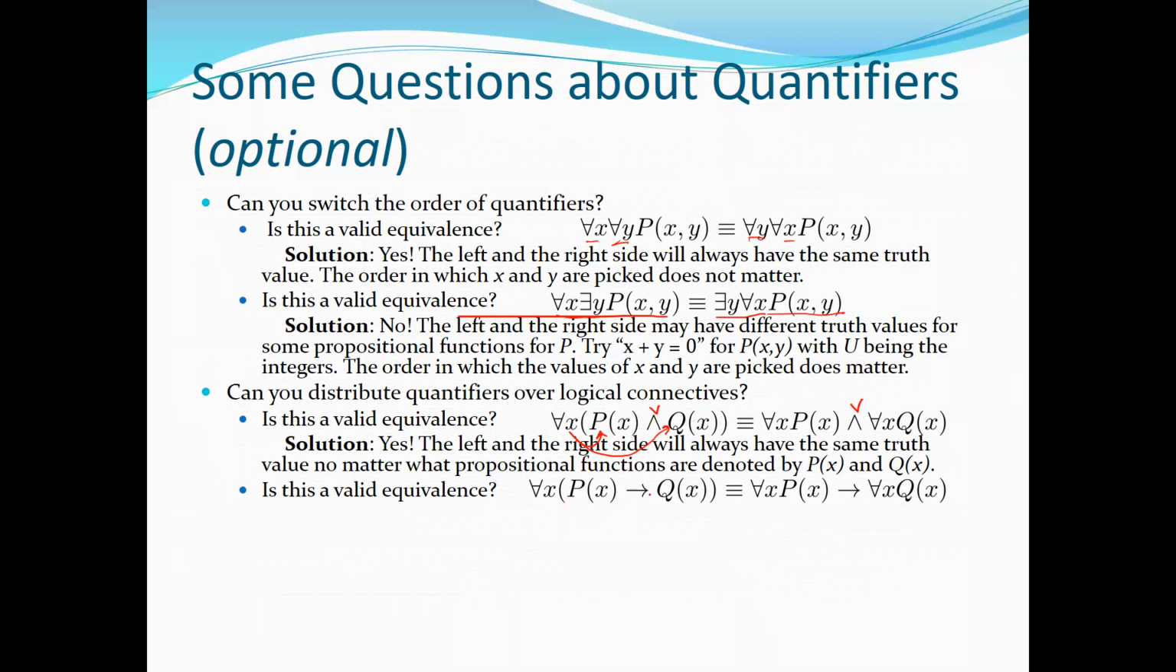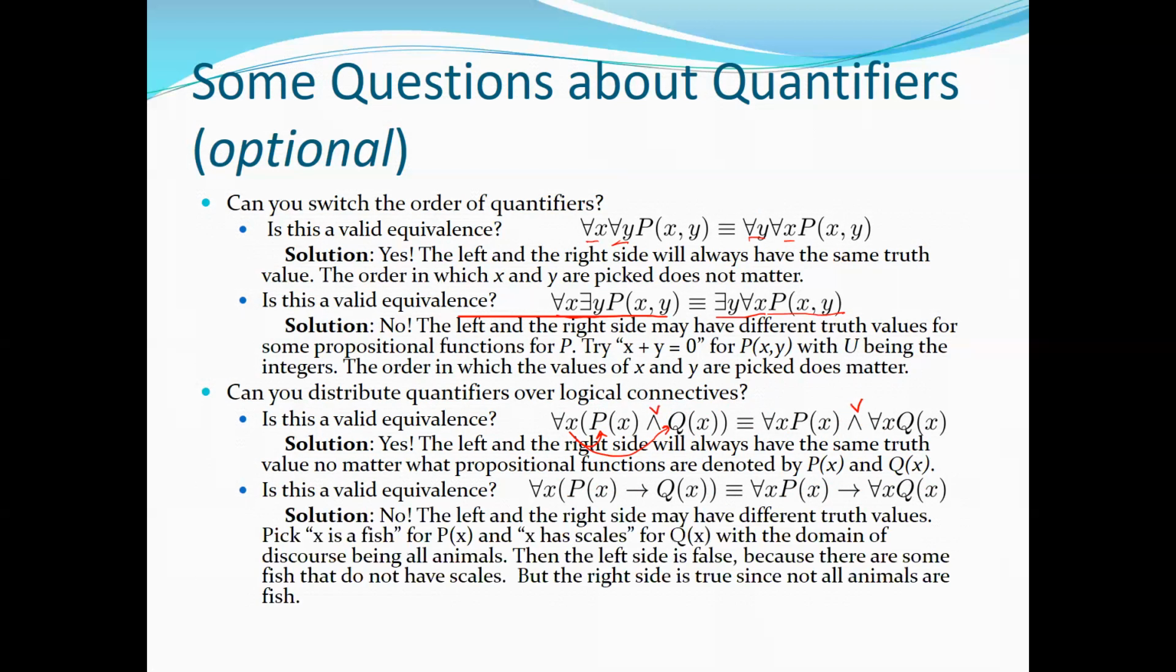So what about the implication? Is it true that for all x, p of x implies q of x, can be written as for all x p of x implies for all x q of x? Obviously not. We cannot do that. The reason is very simple, because this will yield one result and this will yield another result. Here we are talking about for all x p of x implies for all x q of x. Here we are talking about for all x, p of x implies q of x. So no, the left and right hand side may have different truth values. To give you an example, pick x as a fish, p of x as x has scales, and q of x as something else, with the domain of discourse being all the animals. Then the left side is false, because there are some fish that do not have scales. But the right side is true, since not all animals are fish. So both have different values, so this is not logically equal.